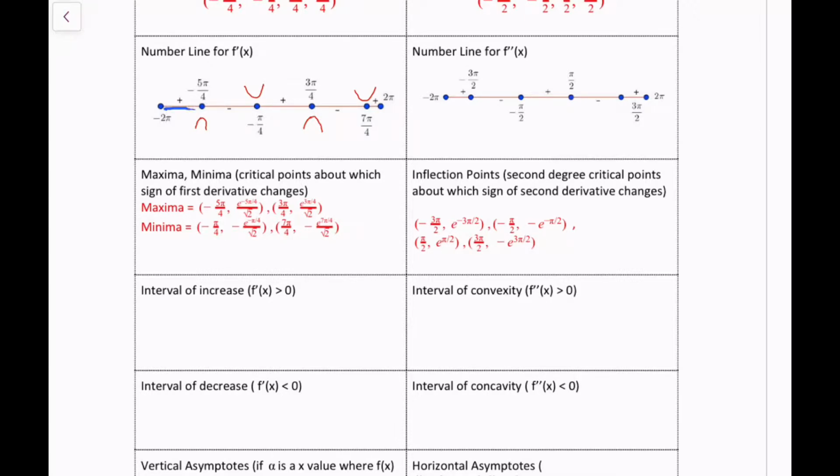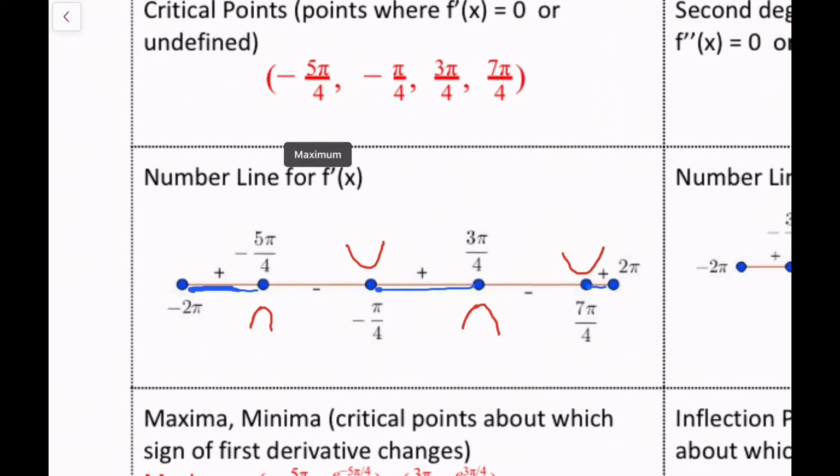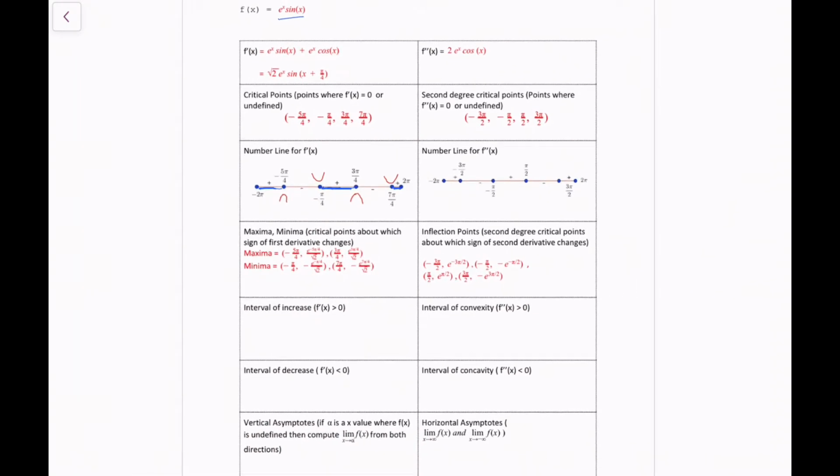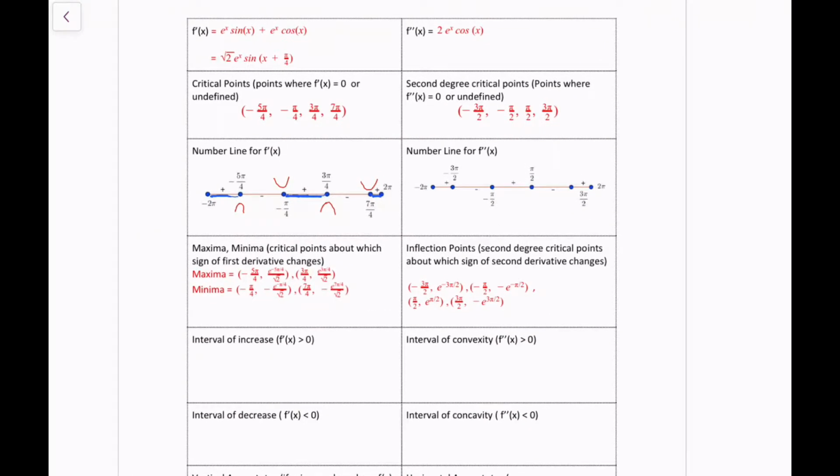We see that this, this, and this. Let me zoom a little bit. In these three intervals, from negative 2 pi to negative 5 pi by 4, and then from negative pi by 4 to 3 pi by 4, and then from 7 pi by 4 to 2 pi, we have first derivative as positive. So we will use this information and we will write this down in this slot.